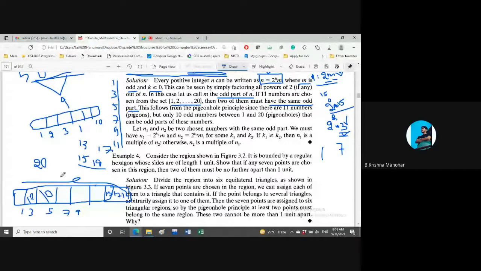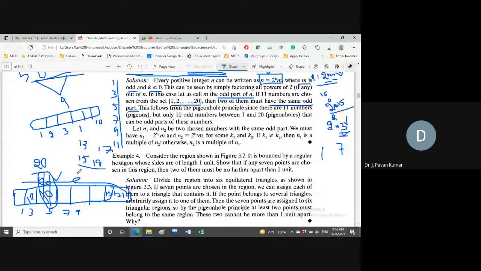So if you consider 20, where do we have to place 20? In 5, because the odd part is 5. So if you place 20 into 5, what does it mean? Two numbers are placed in the same one, and one of these two will be a multiple of the other. Yes or no? 10 and 20, yes. That is the claim.